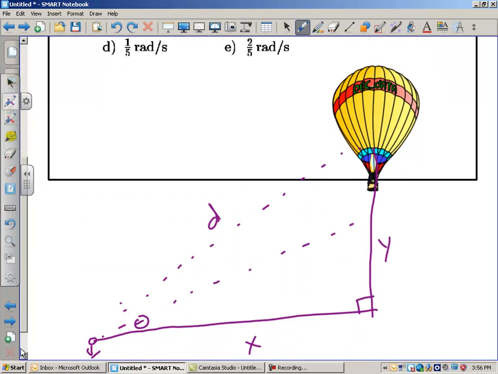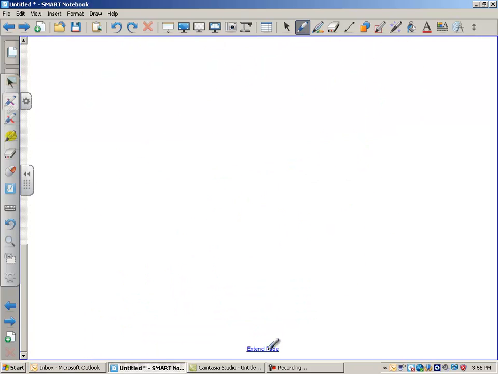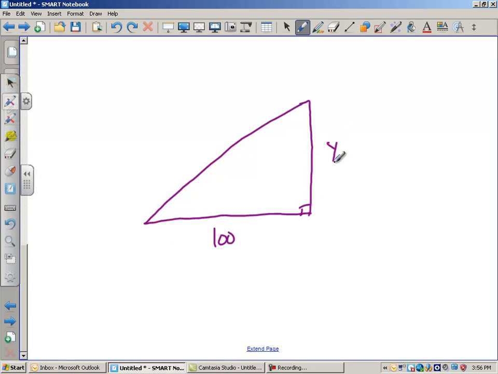So let's come down here and draw a better picture. Hopefully I'll do a better picture. So I drew my picture in motion. 100 feet away, the balloon is changing its position, and the distance is obviously changing, and so is this angle.